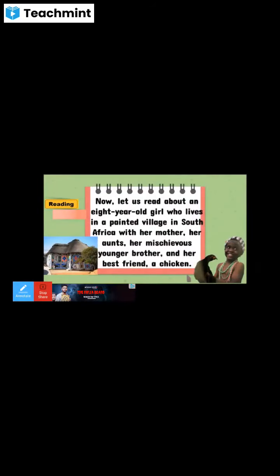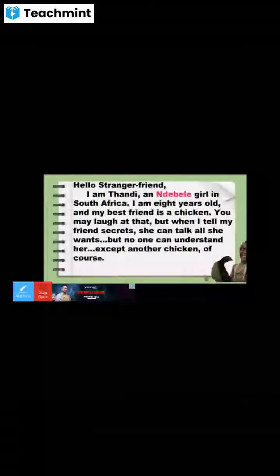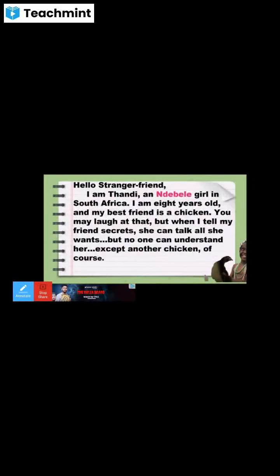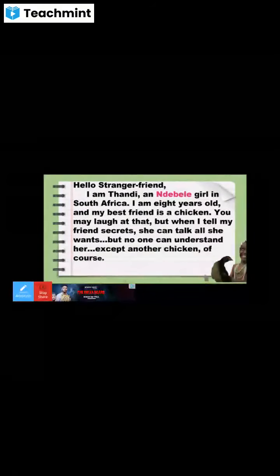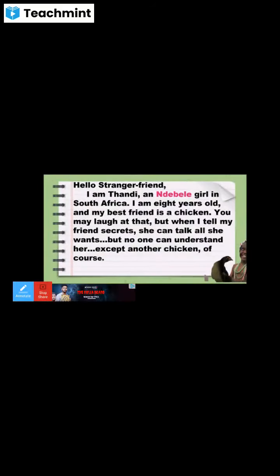So here the girl's best friend is a chicken. In this Unit One, "A Painted House, a Friendly Chicken, and Me," the girl is addressing us. How does the girl address us here? In this lesson, the girl addresses us like, "Hello, stranger friend."